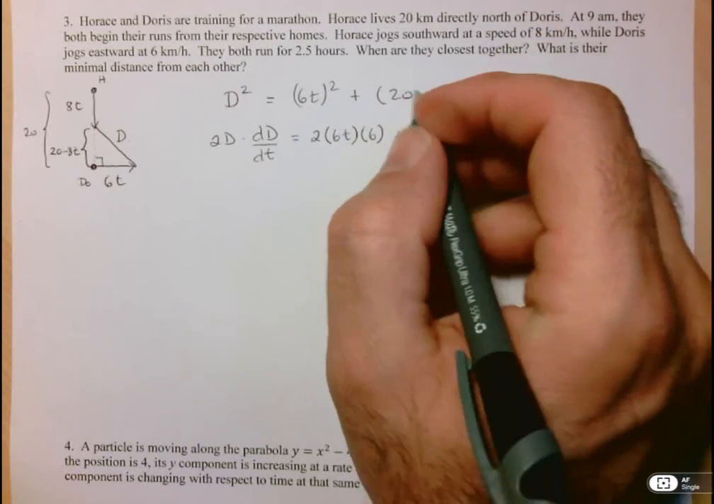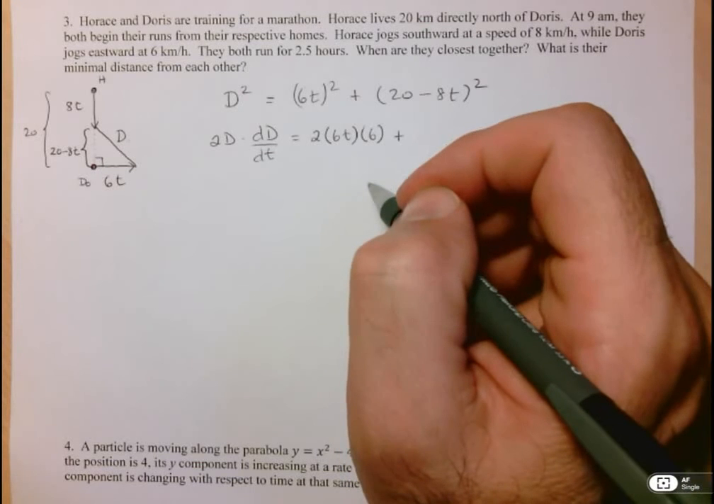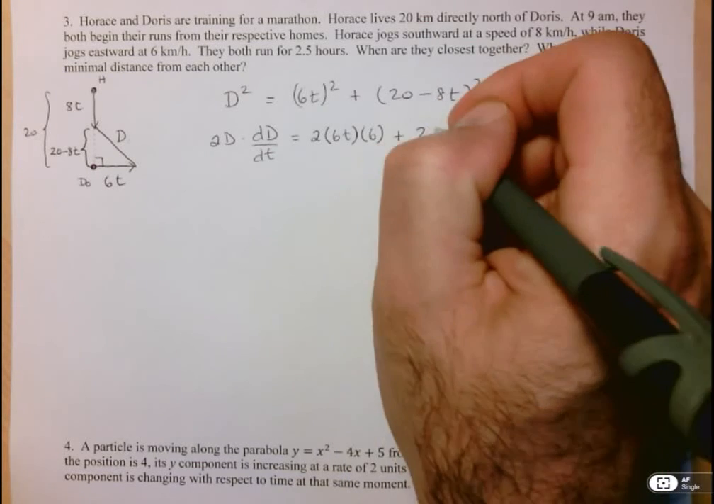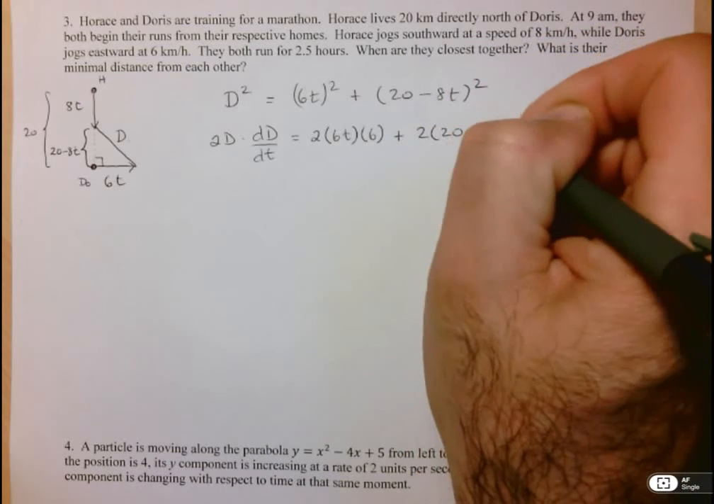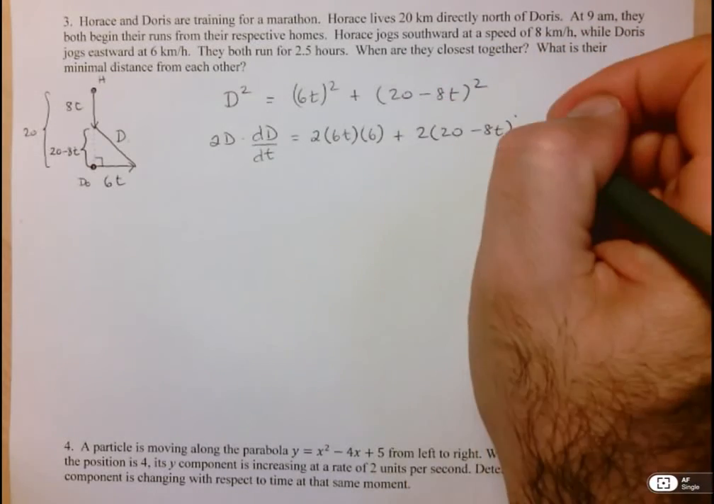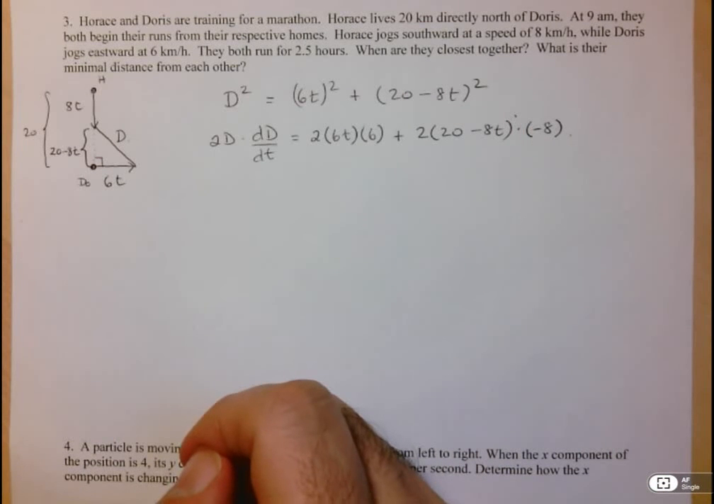So if I take the derivative of the second expression now, this is going to be 2 times (20 minus 8t) to the exponent 1 times the derivative of 20 minus 8t, which is just negative 8. Okay?